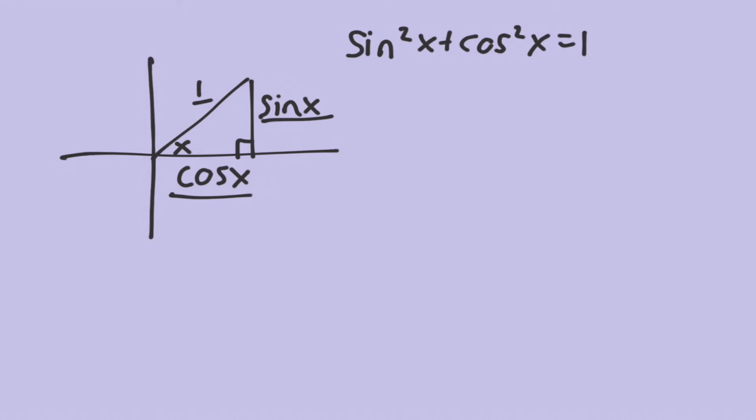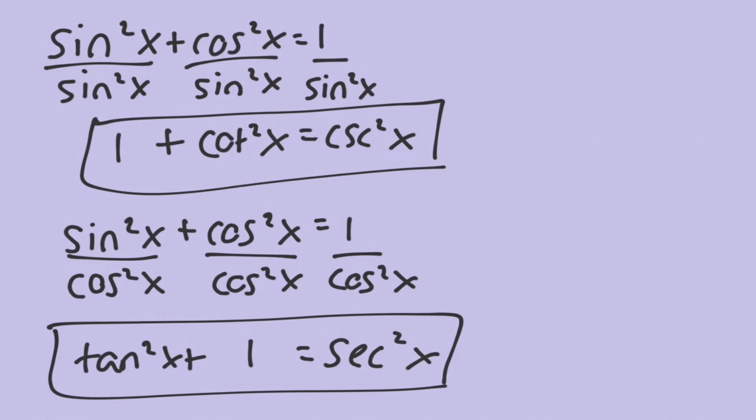And if you know that one, it's easy to memorize the other two because all you need to do is divide everything by sine squared, and you get this equation, and then divide everything by cosine squared, and you get this equation. So if you have to memorize all three, I would just memorize the first one and then quickly come up with the other two.